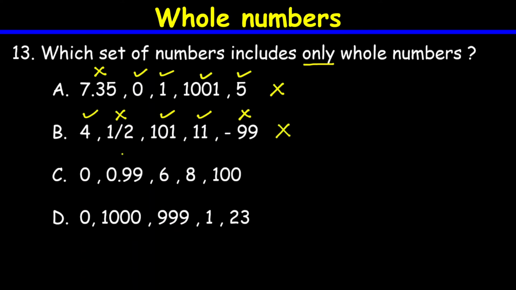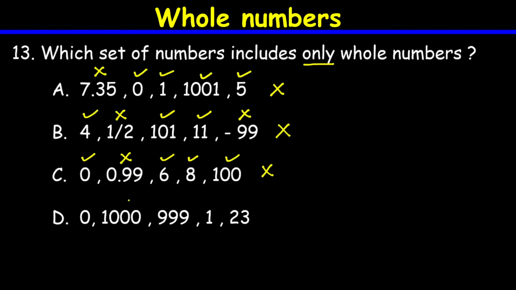In choice C, 0 is a whole number, but 0.99 is not a whole number because 0.99 is a decimal and whole numbers do not include decimals. 6 is a whole number, 8 is a whole number, 100 is a whole number. Therefore, in this set of numbers, because 0.99 is not a whole number, choice C is not the correct answer.